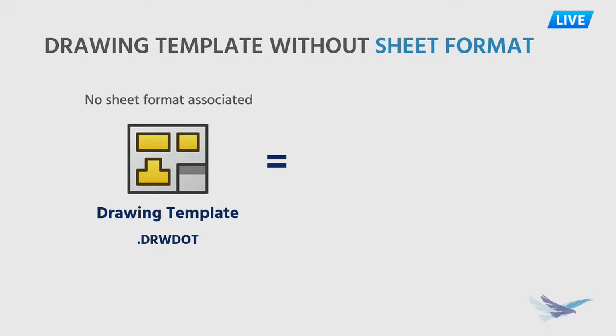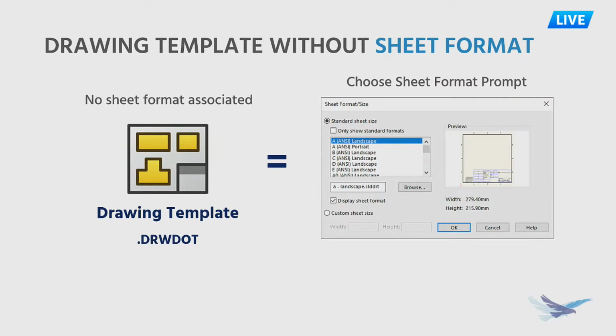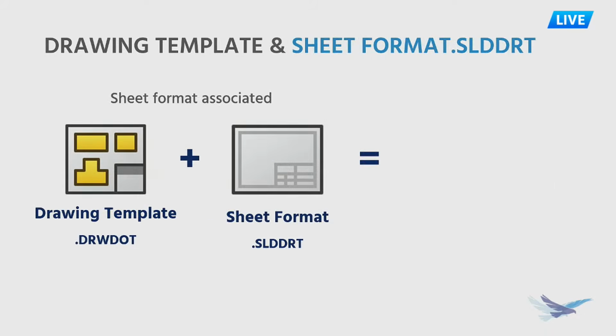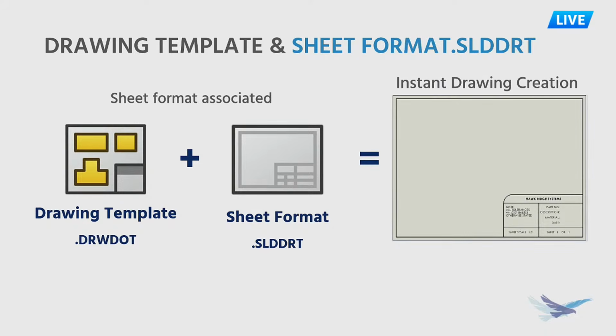So drawing templates can be made without an associative sheet format. In fact, this is the way the default templates behave in SOLIDWORKS. As I'll show you, when you use one of these, it prompts you to select a sheet format. We'll go ahead and develop a sheet format in this little demo, and then we'll associate that to a drawing template. I think this is how most organizations work with drawing templates, but let me know how you're doing it down in the comments. Do you have an associative sheet format? I'd love to know. If you do it this way, when you click that template, it'll give you an instant drawing. It's not going to prompt you to select a sheet format.